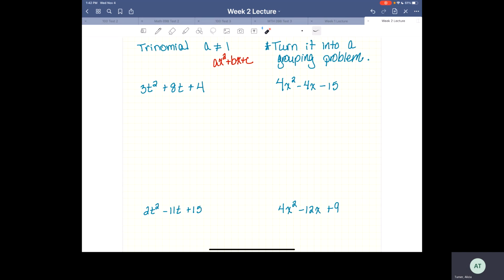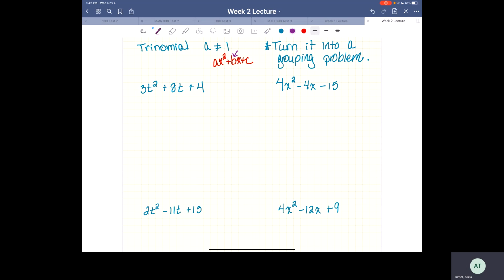But if you still haven't mastered factoring, I believe that this is the most straightforward and the least amount of guess and check. So we are going to take our trinomial and turn it into a grouping problem. And remember, for something to be a grouping problem, you have to have 4 terms.